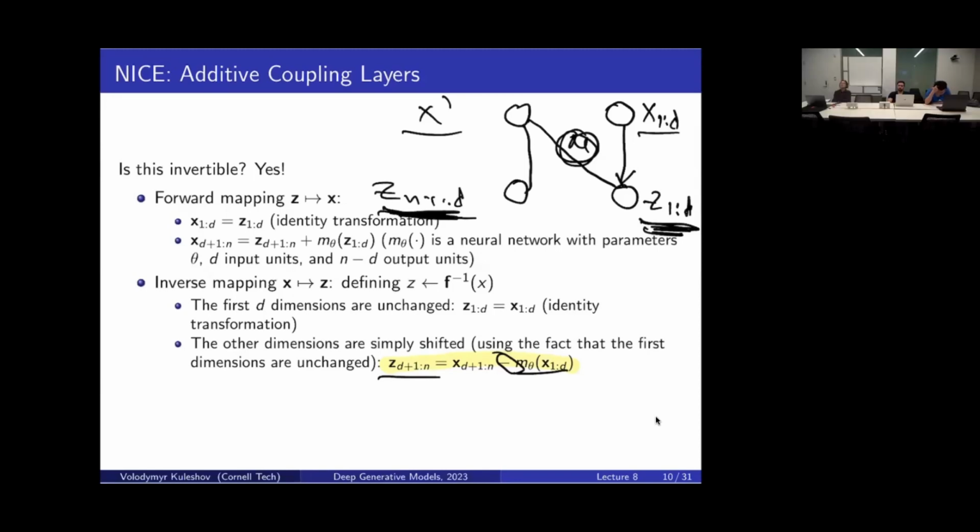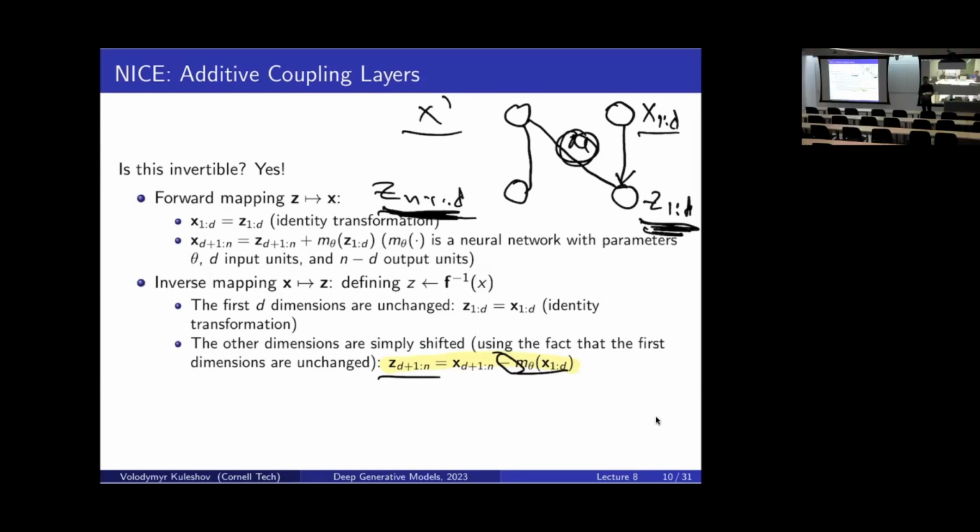Okay, so this is an additive coupling layer question. That's a good question. How big are these subsets? You can think of it as roughly being split into two halves. And in practice, if you look at models like Real NVP and Glow, they're also very clever about how this partitioning is performed.